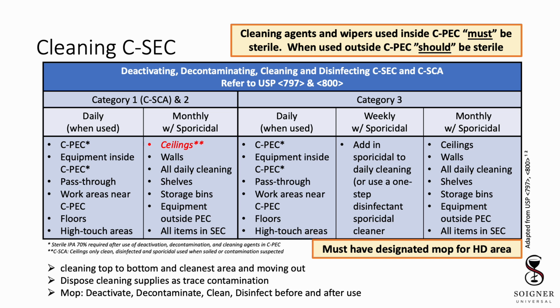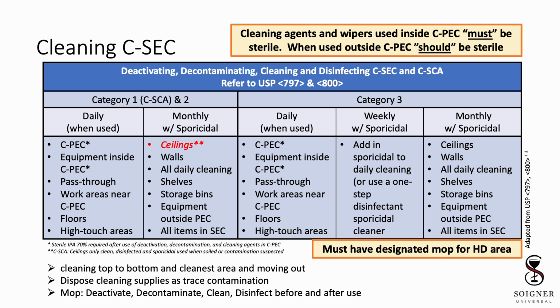For Category 3 compounding, daily cleaning is the same as previously mentioned. However, a weekly cleaning is introduced that includes the use of a sporicidal disinfectant to the daily cleaning process. Monthly cleaning for Category 3 will be the same as Category 2 using a sporicidal agent. The technique used in cleaning compounding rooms is the same as the C-PEC. We start at the cleanest point at the top, going to the bottom and moving outward to dirtier areas.